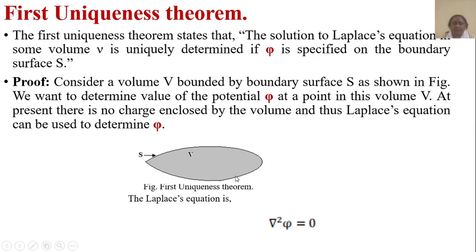See here, that is the boundary surface S. We want to determine the value of the potential psi at a point in this volume V. At present, there is no charge enclosed by the volume, and thus the Laplace equation can be used to determine psi. So, by the Laplace equation, del square psi equal to 0.